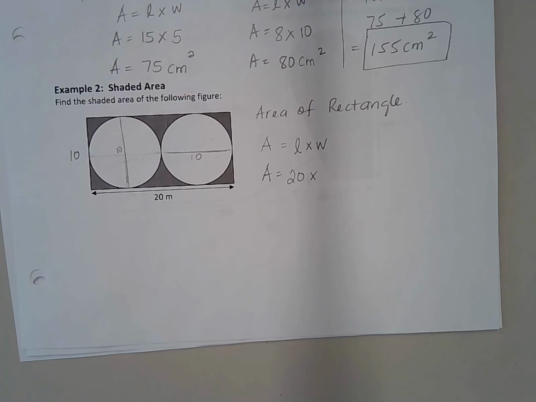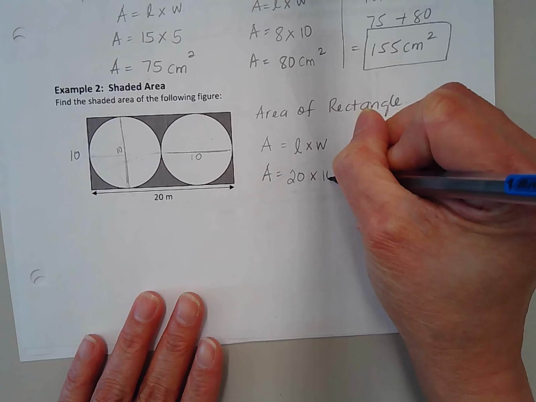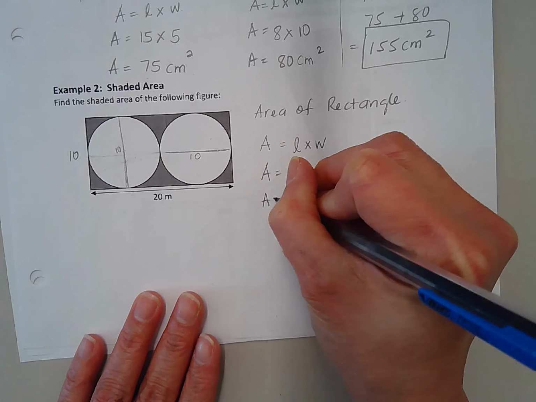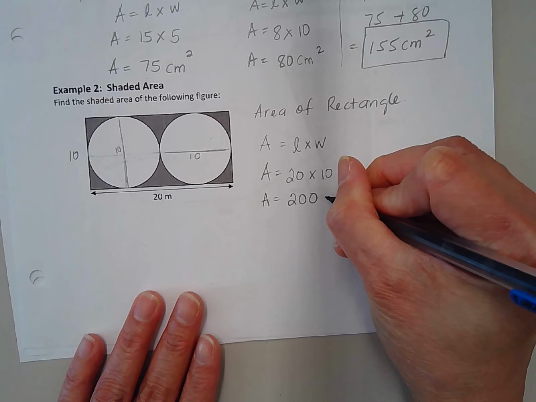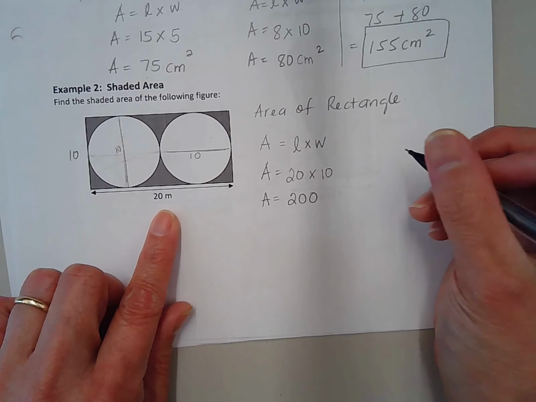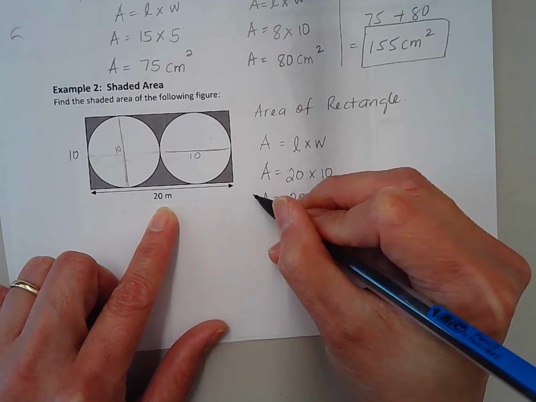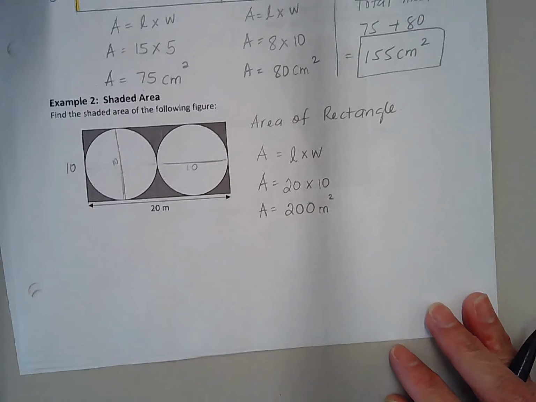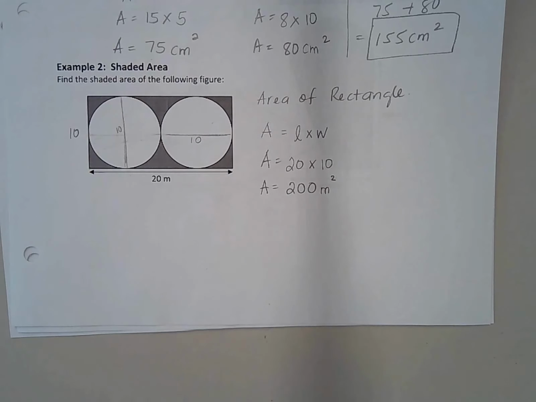So length times width is 20 times 10. So the area is 200. And because we're talking about area, it's going to be 200 square meters, or meters square. Okay, so that's the area of a rectangle.